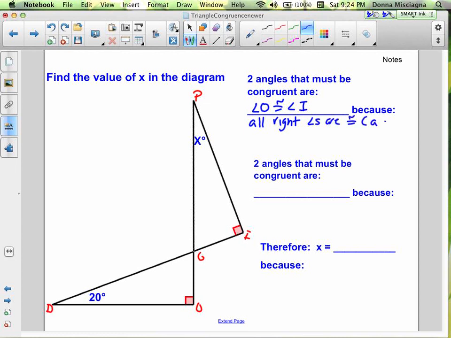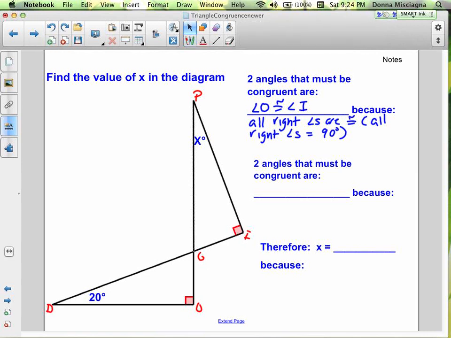Because they all equal 90 degrees. So all right angles are congruent. All right angles equal 90 degrees. Right? Either reasoning would be correct. All right, so now we know one pair of angles is congruent. Do we have another pair of angles? Well, hopefully you see it.